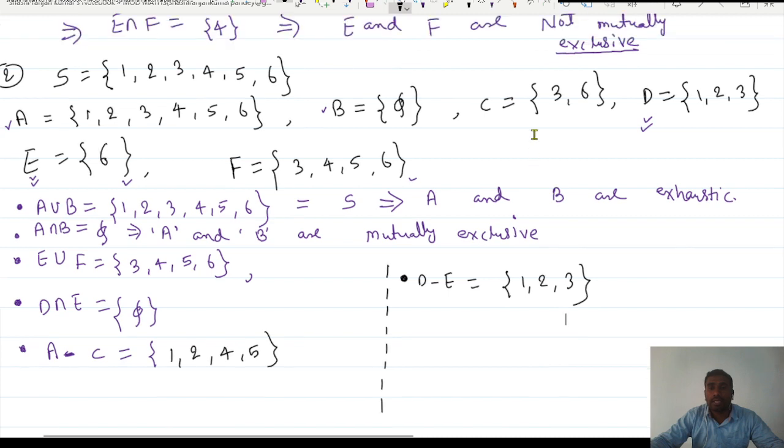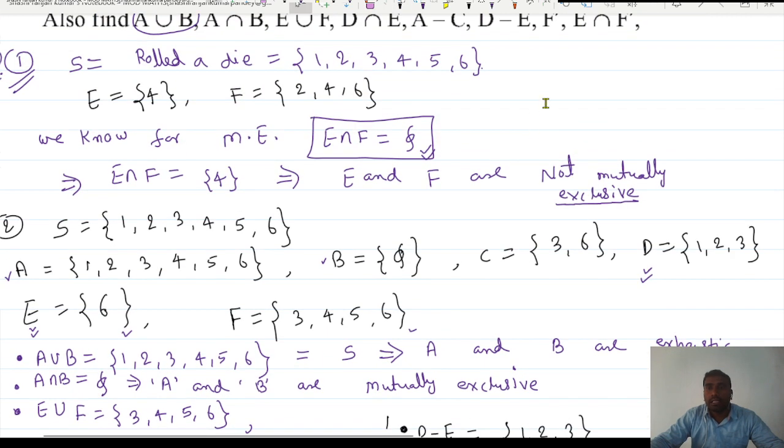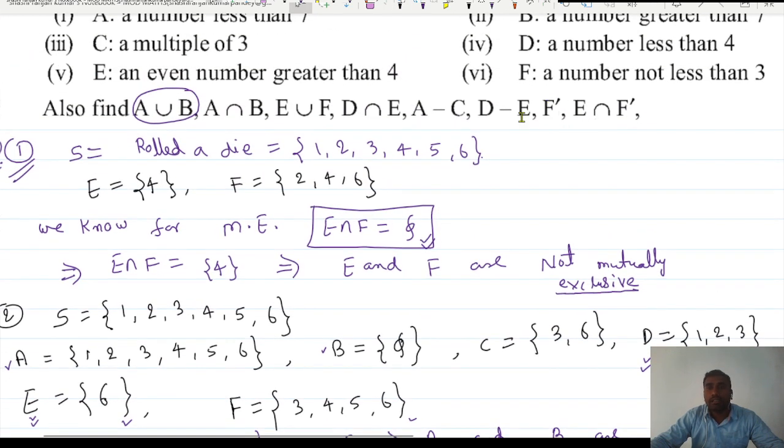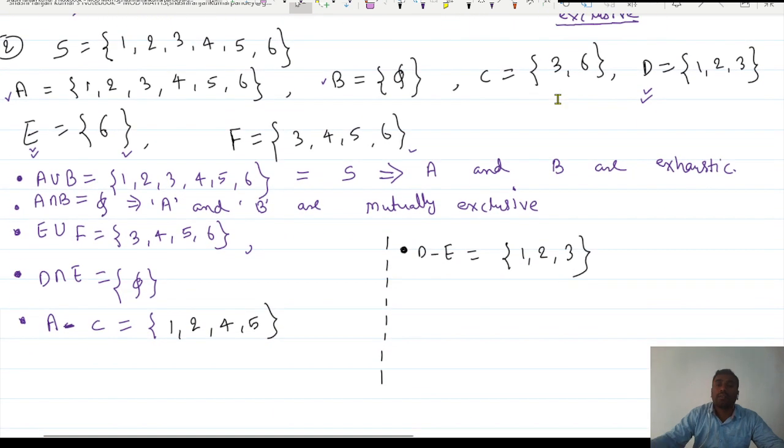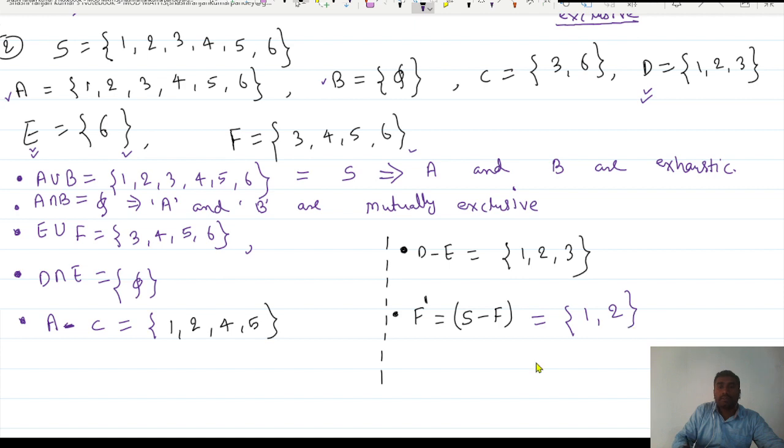Next, we have to find F complement, or F dash, which is nothing but the sample space minus F. So what is the sample space? This is the sample space, and you have to subtract F. What do you get after subtracting F? Simply 1 and 2 only. So this is the answer.